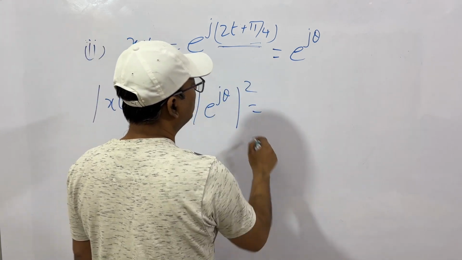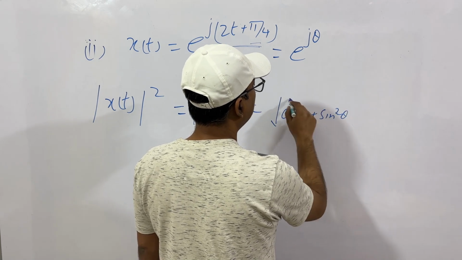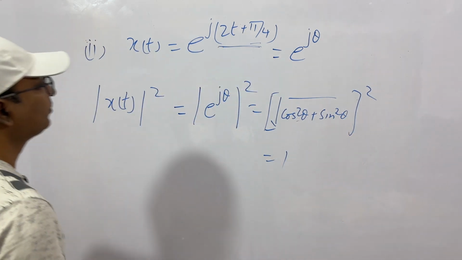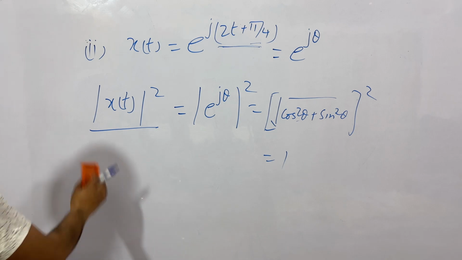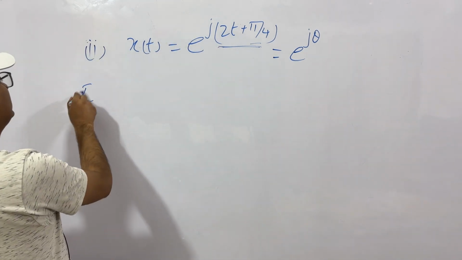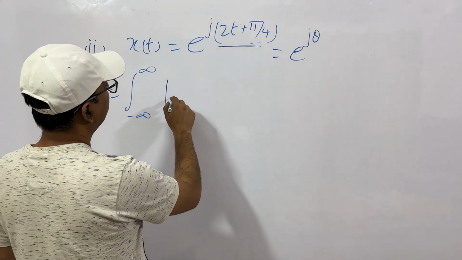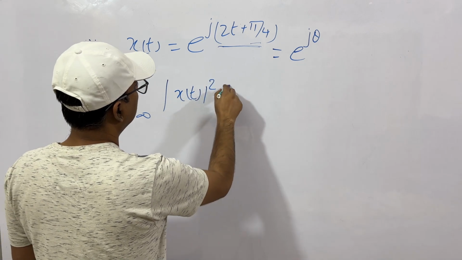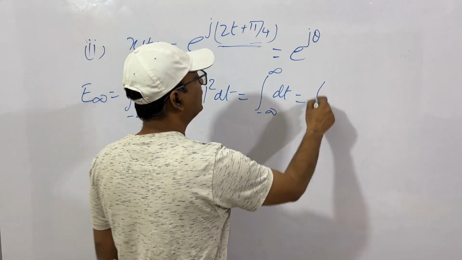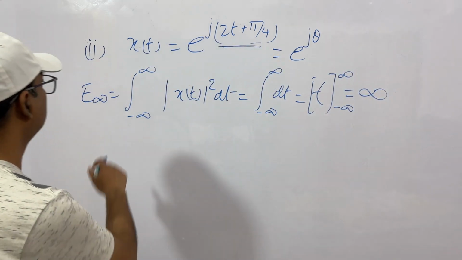What is the mod of e to the power j theta? It is the square root of cos square theta plus sin square theta. Whatever be theta, this will be 1. Clear? So x(t) square will be 1. Now we'll take the value of E infinity and P infinity. E infinity will be the integral from minus infinity to infinity of 1 dt, so this is simply t from minus infinity to infinity, and you know the value will be infinite. So this is E infinity.